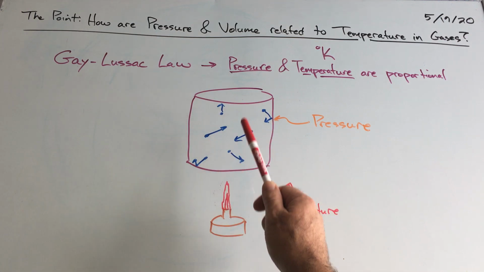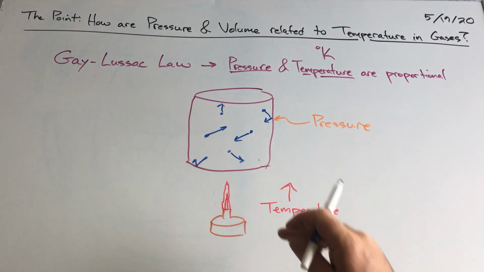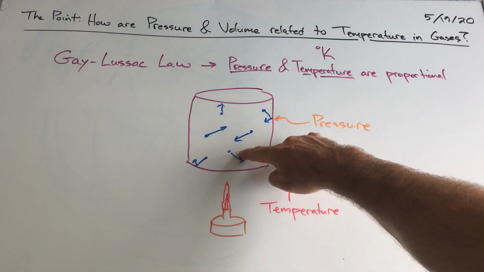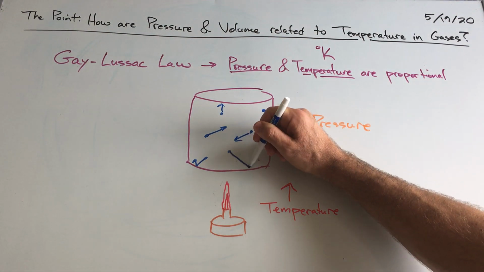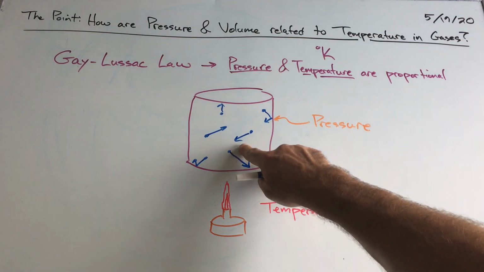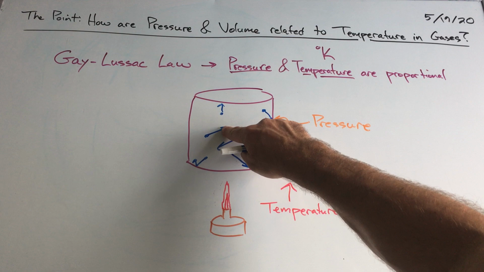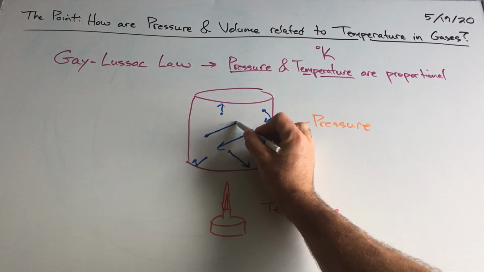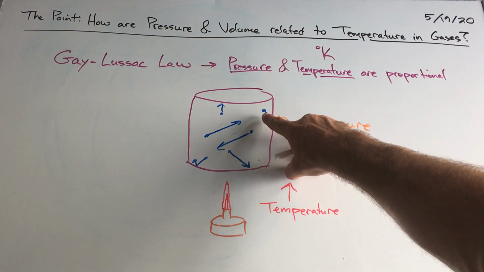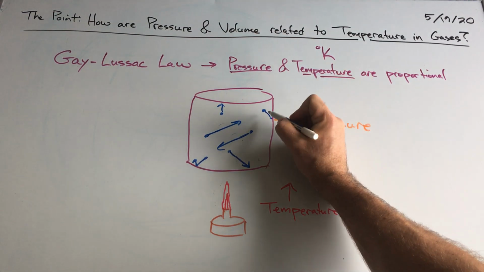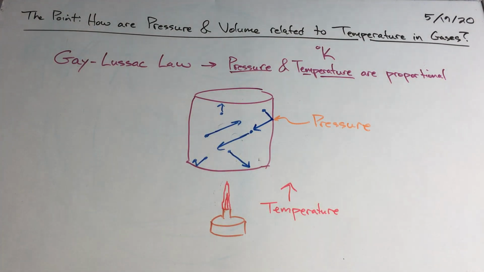But what does that mean? Oh, that's right. That means that the particles are getting more kinetic energy. So instead of going that fast, they are going to go that fast. And instead of going that fast, they are going to go that fast. And instead of banging against the can this hard, they're going to bang against the can harder.